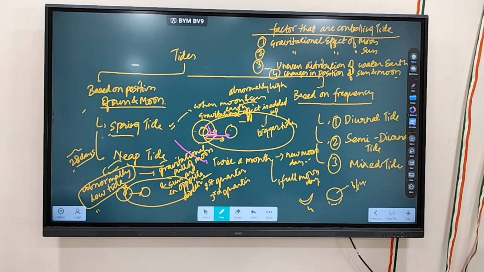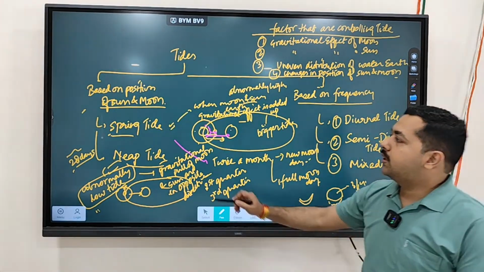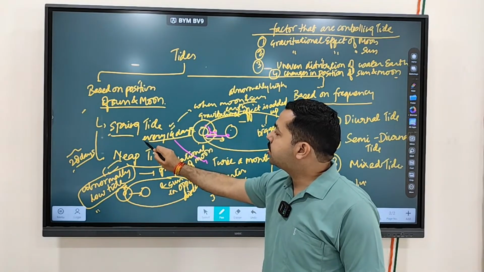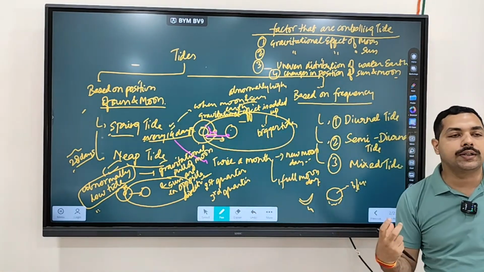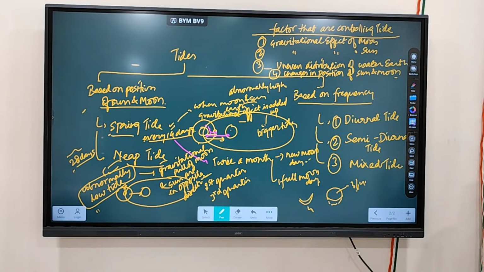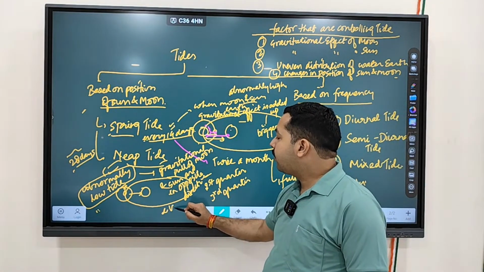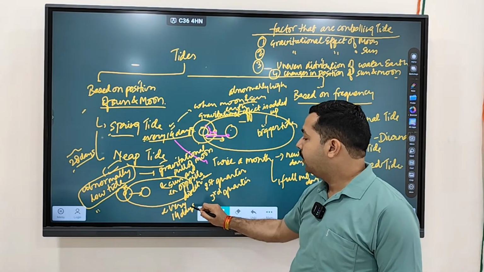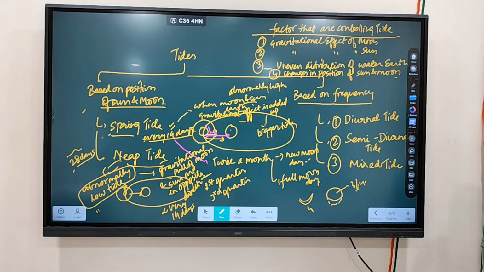Every 14 days you're going to observe which type of tide? Spring tide. Because in a revolution, the moon will be either fully visible or not visible twice. So every 14 days you are going to observe spring tide, and neap tide also you are going to observe every 14 days. Clear? So how much of a difference is going to be there between a spring tide and a neap tide?